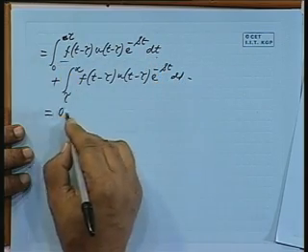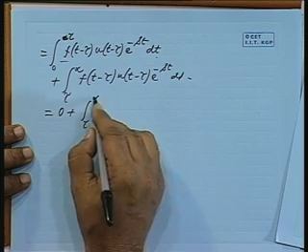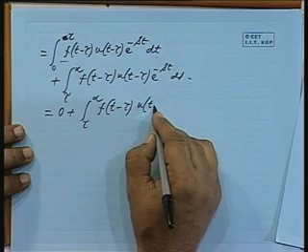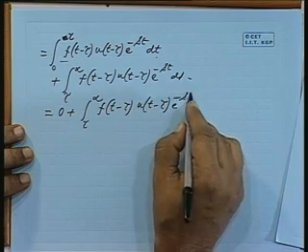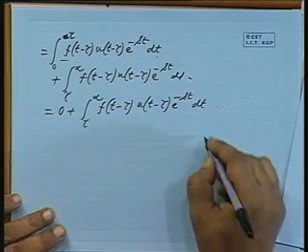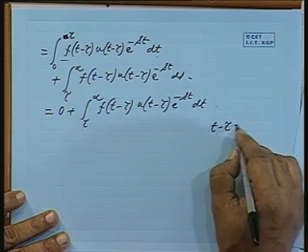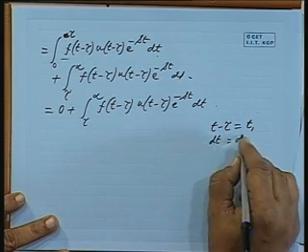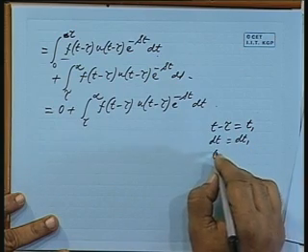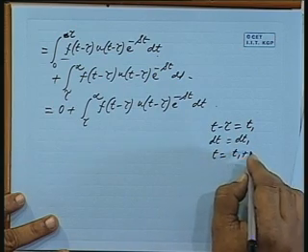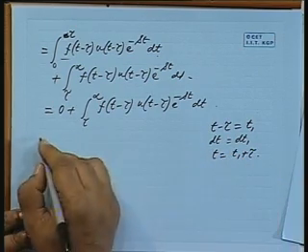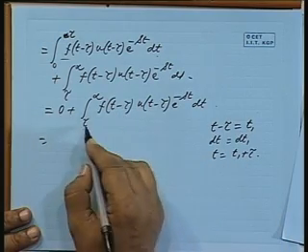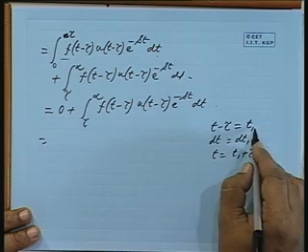So, it is equal to 0 plus the integral from tau to infinity of f(t minus tau) u(t minus tau) e to the power minus s t dt. Now, t minus tau I can put as another variable t1. So, dt is equal to dt1 and t is equal to t1 plus tau. So, replace t by t1 plus tau. When t is tau, t1 is 0.